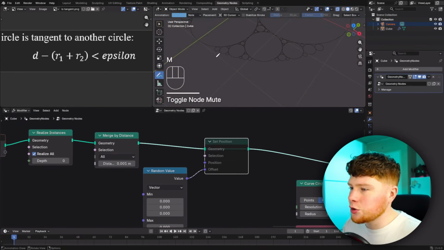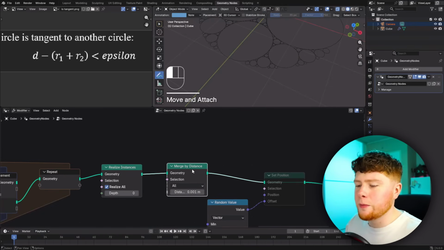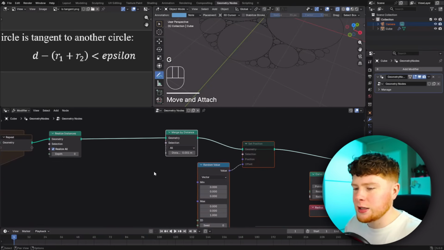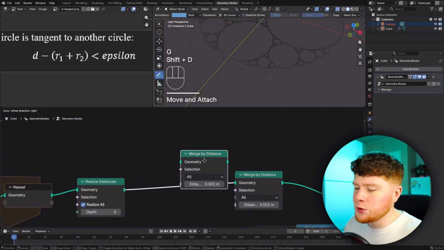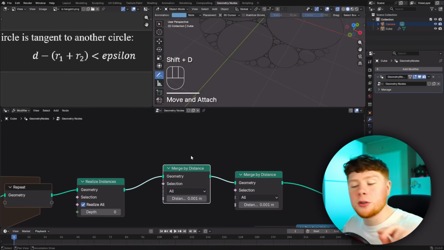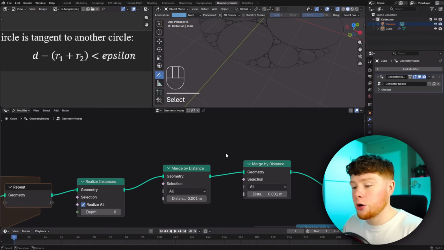However, the outer circle is gone. And I'm not really sure why the outer circle gets removed completely by the merge by distance, but I have found a way to fix this. And the way to fix this is to do 2 merge by distances. This first one is only going to do it for the outer circle, and then this one is going to do it for the other circles.